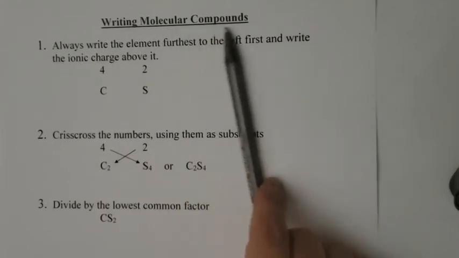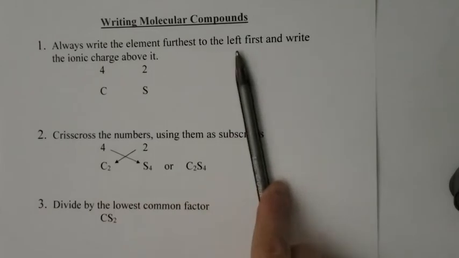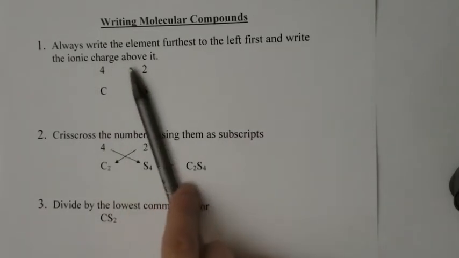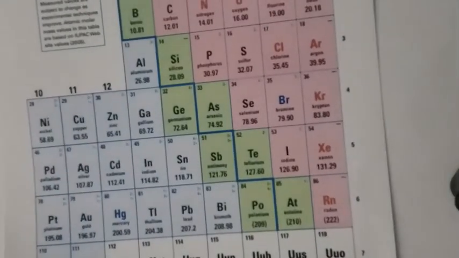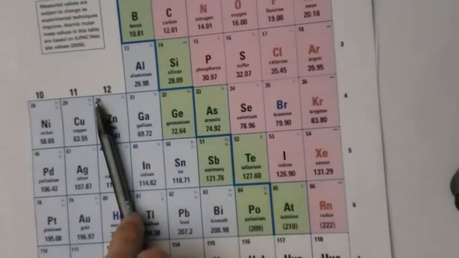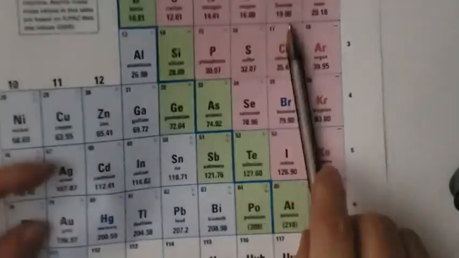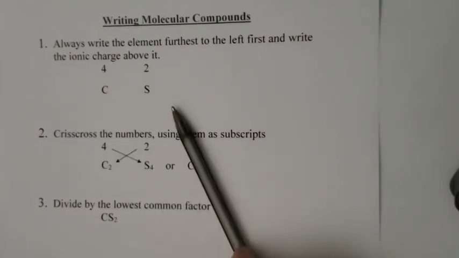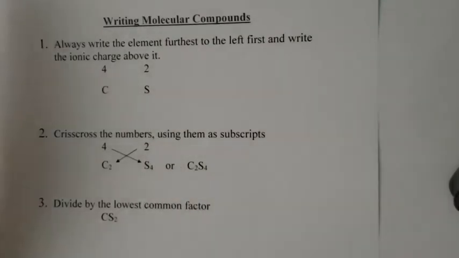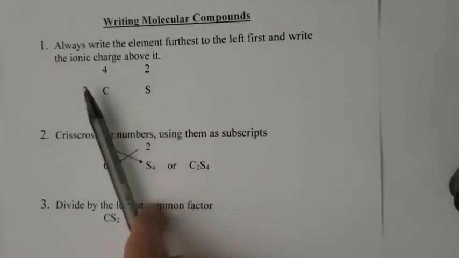Writing the formulas for molecular compounds. It says always write the element furthest to the left first and write the ionic charge above it. So before, when we had ionic compounds, you always wrote the metal first, but the metals are on the left side, and the nonmetals second. Now with molecular compounds, they're both nonmetals, but we still keep with that because when you read, you always start on the left side of the page and you move to the right. So chemistry is no different. You start with the one that's further to the left.